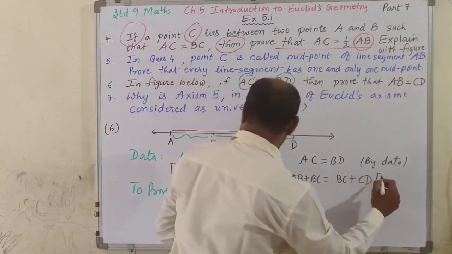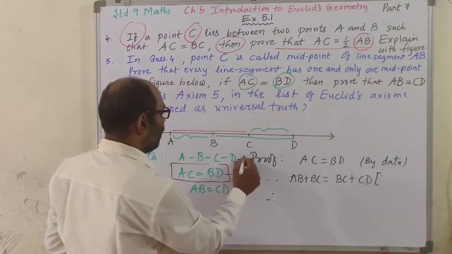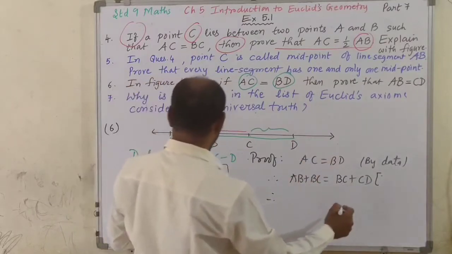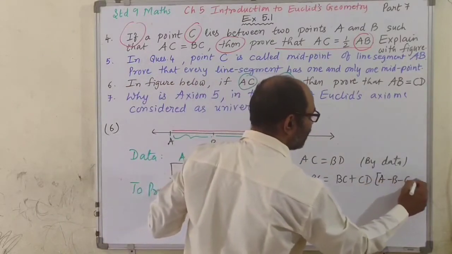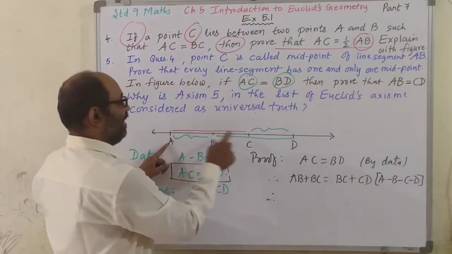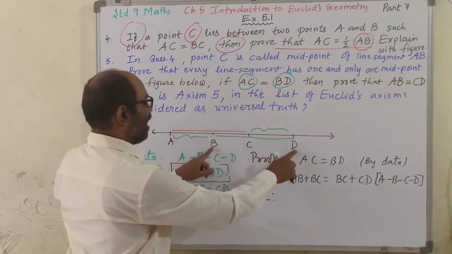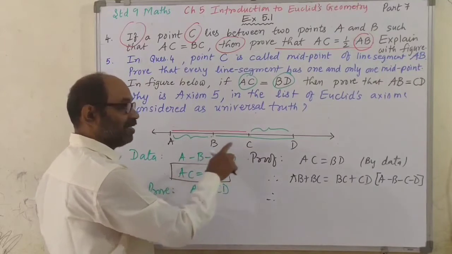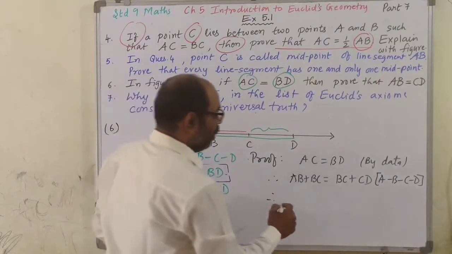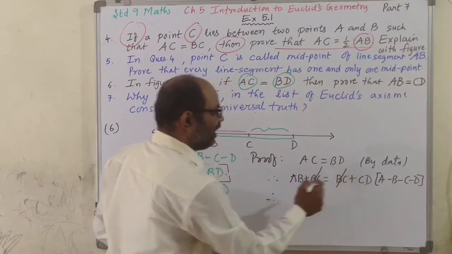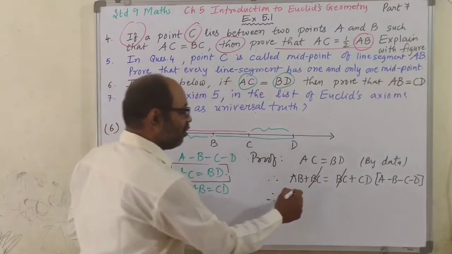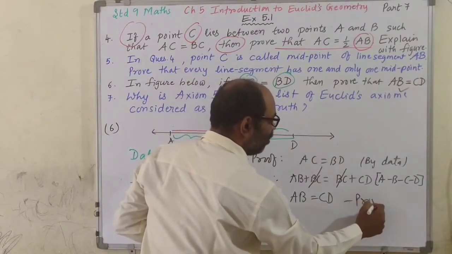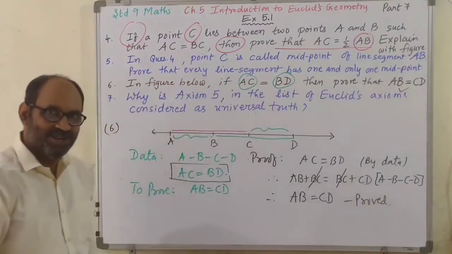Call this 1. By data it is written. How could you write AC is AB plus BC? And how could you write BD is BC plus CD? Because of this, AB plus BC equals BC plus CD. Alright? BC cancels; the same quantity on the opposite side. So you got AB is equal to CD. AB is equal to CD. Proved. I hope you understood.